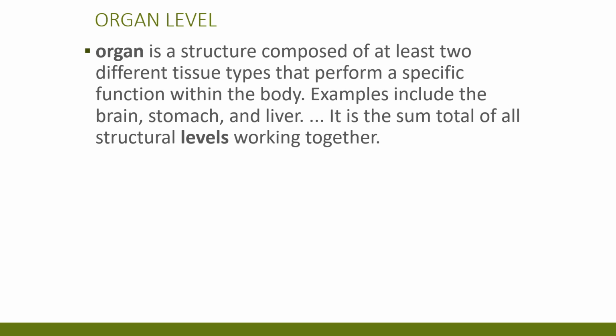We are talking about the levels of organization, and the organ level. An organ is a structure that's composed of at least two different types of tissue, and they perform a specific function within the body. Examples include the brain, the stomach, and the liver.